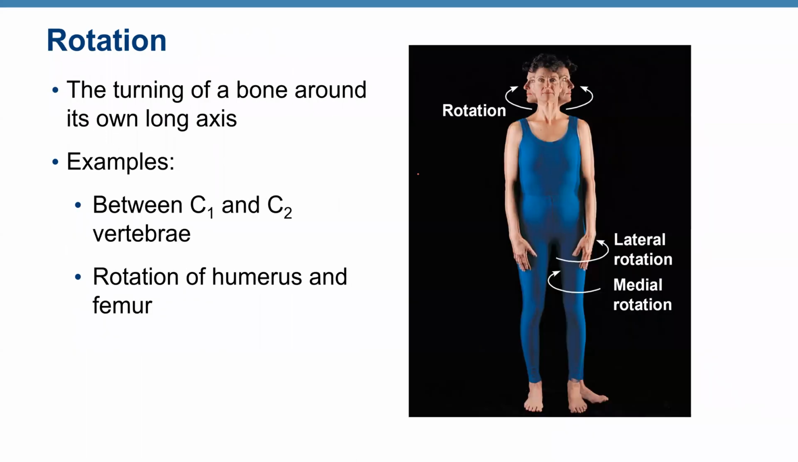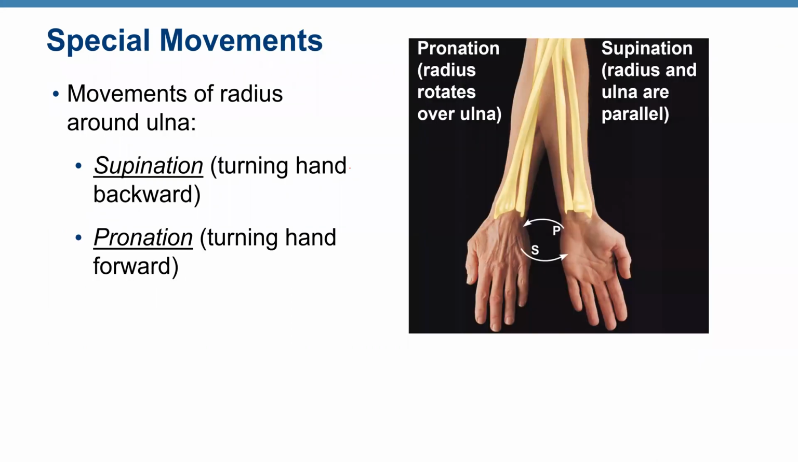Then we have rotation, the turning of a bone around its own long axis. An example between C1 and C2 vertebra, that will be your rotation, and rotation of humerus and femur. So over here you can see lateral rotation of the hip at the hip joint and medial rotation at the hip joint, and you have the same in your shoulder joint. You can rotate laterally and medially your shoulder joint. And now we are in special movements. Movement of radius around ulna is called supination, turning hand backwards.